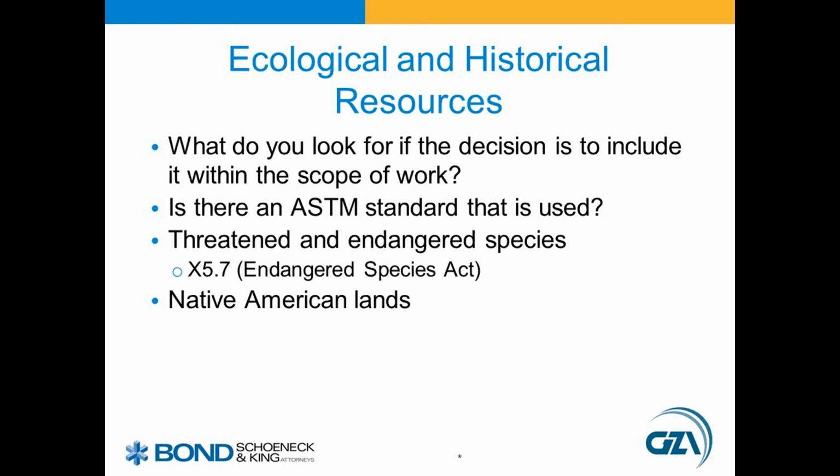There are a number of ASTM standards that can be used when assessing for ecological resources. However, most of these deal with specific uses. For instance, if you're going to apply a specific chemical to a field, there is an ASTM standard for that, or specific species, such as mussels in a creek, that can impede your use of withdrawing water from that creek.